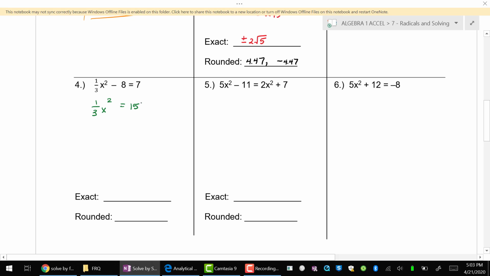One third x squared is equal to 15. To get rid of a fraction in an algebraic equation, we want to multiply by its reciprocal, or in this case, I'll multiply both sides by the denominator of 3. So left and right side by 3. That'll cancel out the 3, and I'll have x squared equals 3 times 15, which is 45.